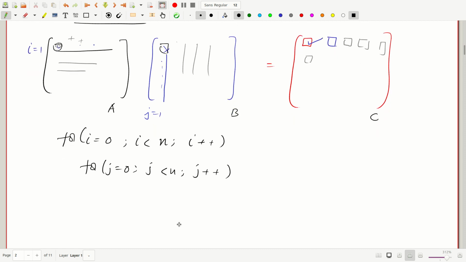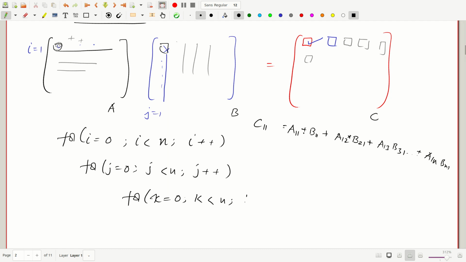Then you would need another for loop. That for loop will basically multiply element a11 with b11 and then sum it, right? And then similarly you have a12 and b21 multiply and make the summation, right? You need a13, b31 and so on all the way to a1n, bn1, right? Now that summation would give you c11. So you would need another for loop, that is your innermost for loop. Let's call it for k equal to 0, k less than n, k plus plus.